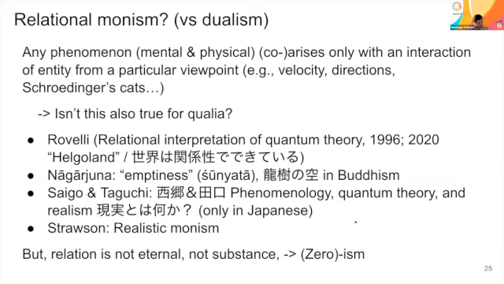So recently, I've been quite interested in this idea of relational monism. This is quite a strong departure from the dualism introduced by Descartes at the beginning of the slides. Here, any kind of phenomena, both mental and physical, are hypothesized to co-arise or co-determine with the interaction of two entities. And then this arises from our particular viewpoint.